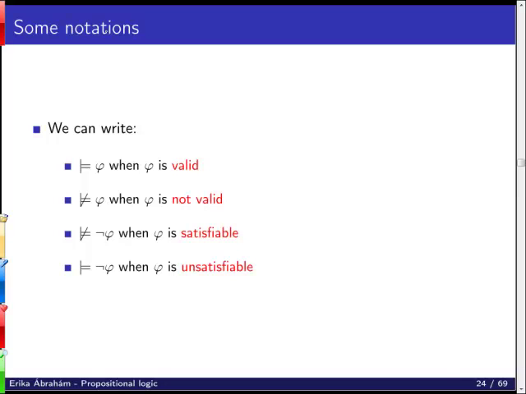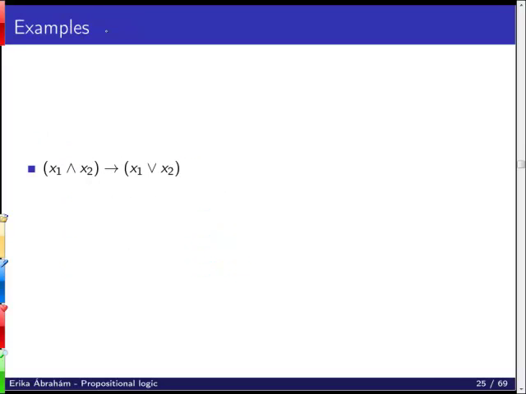Yeah, so if not phi is a tautology, that means every assignment is a model of not phi. That means phi cannot have any models, because the models of phi is the set of all assignments minus the models of not phi. Okay, examples. What is this formula? Satisfiable, unsatisfiable, or tautology?